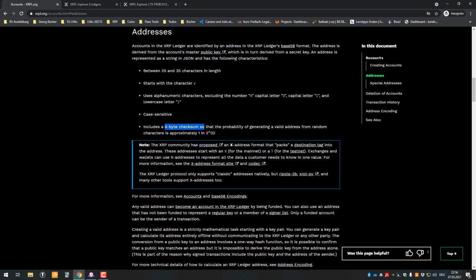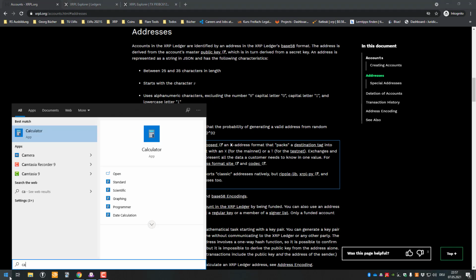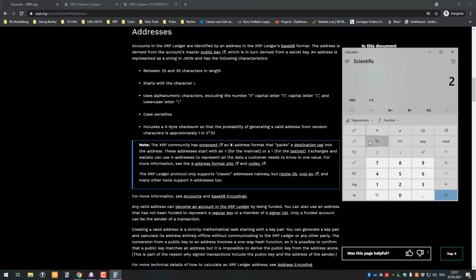That means at the end there are just 4 bytes of text which check whether the address being entered is correct. We can see that the chance of guessing a valid address from random characters is 1 in 2 to the power of 33. So that's like 2.14 billion, I think. We can also quickly check that. Obviously it's 2 to the power of 32. We checked that. Oh, sorry, my bad.